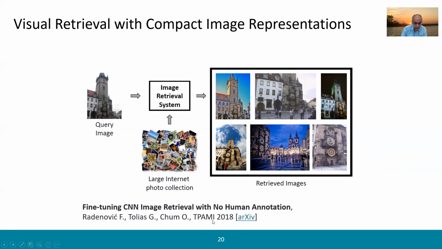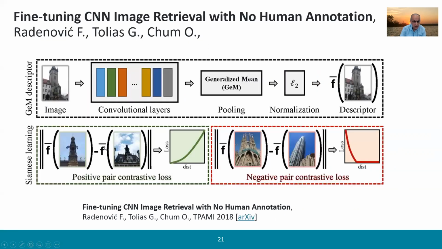It's published also in PAMI 2018. So the overall architecture is given over here. Given an image, you're doing some kind of convolution. And then they have an innovation. They have a new method of pooling called generalized mean. We'll read about that in the next slide. And then they have a method for doing normalization, which they adopted from previous works. And they come up with a descriptor.